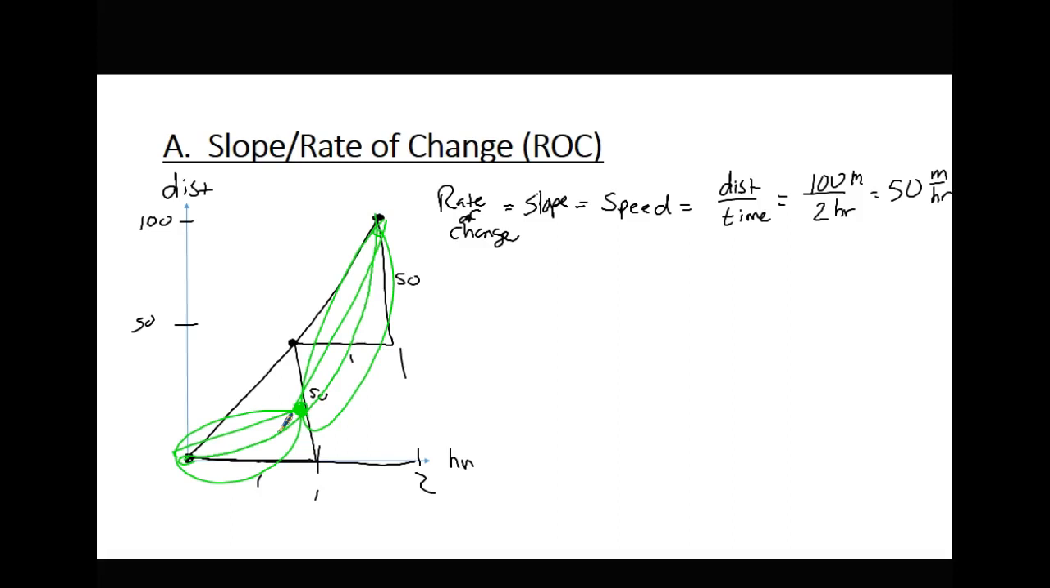Does that make sense? So what we have here is when you have a bending line, you have a changing speed. We talked about this a little bit yesterday. In that case, it still has an average rate of change of 50 miles an hour, but every point along this curve has a different speed. It's constantly changing. Okay?